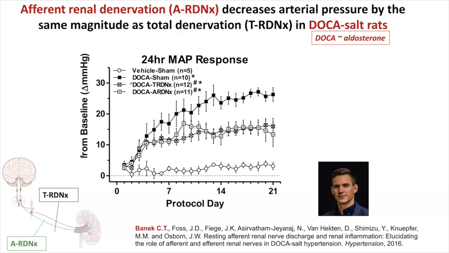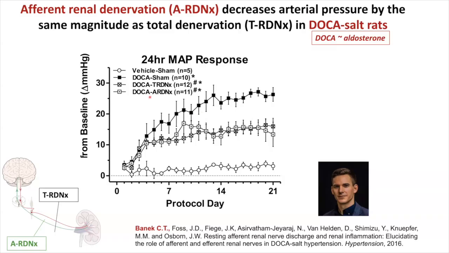Now shown in the box with the X here is total renal denervation is done before we induce hypertension. So this would be just like the catheter based. It destroys afferent and efferent nerves. And what you can see very clearly is you cut the hypertension in half. You don't prevent it, but you cut it in half.